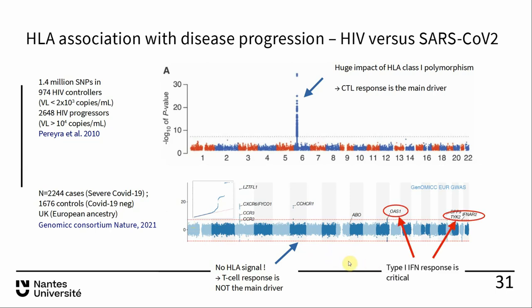But some of the SNPs that came out were in genes. OAS1, an antiviral effector system. Interferon alpha receptor 2. TYK2, the signaling tyrosine kinase for the interferon alpha receptor. So these are confirming that it's a type 1 interferon response that's really critical here, that determines whether you're going to have a severe infection or not. Okay, so that's where we stand with SARS-CoV-2.